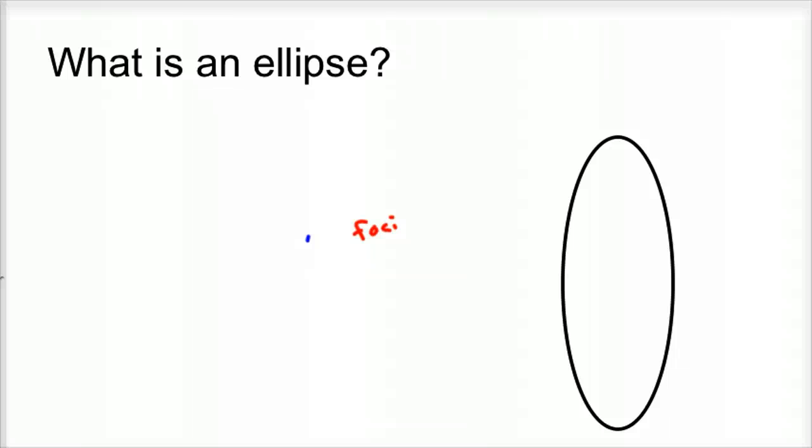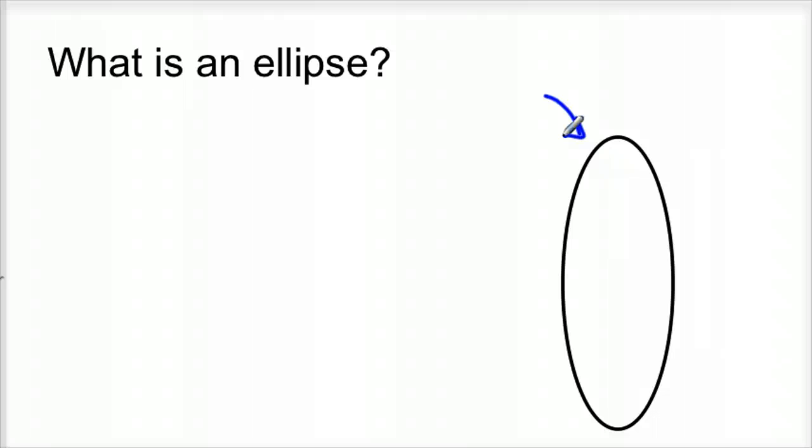All right, so what is an ellipse? Well, if you look to the right here, essentially this oval shape is an ellipse. And so I'm going to show you a couple properties of ellipses.